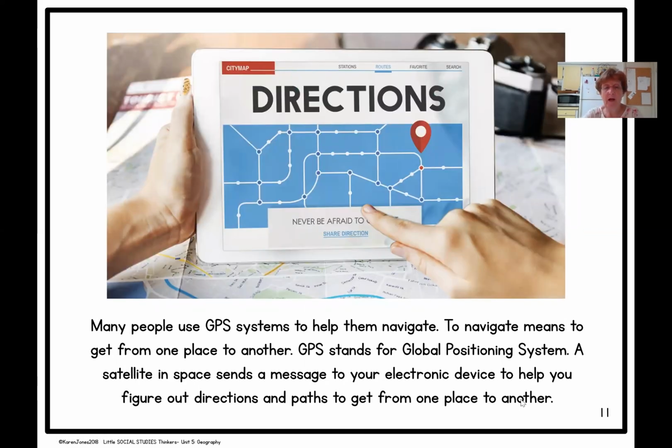Many people, and Alessandro helped us with this the other day, use GPS systems to help them navigate. To navigate, oh, there's a big word. To navigate means to get from one place to another. GPS stands for Global Positioning System. A satellite in space sends a message to your electronic device, like your phone or your GPS in your car, to help you figure out directions and paths to get from one place to another.